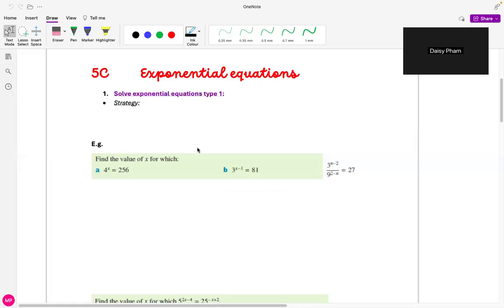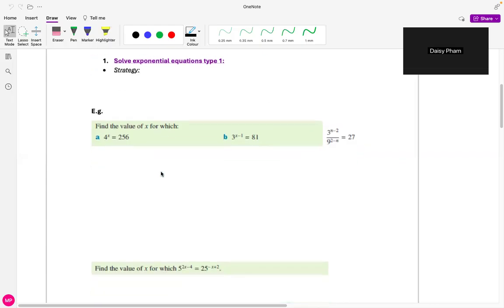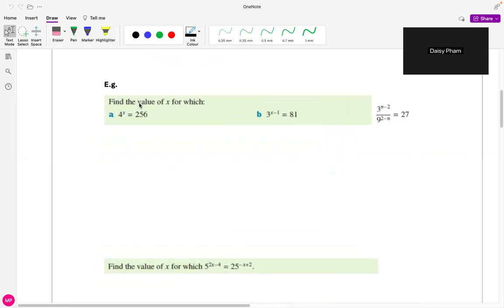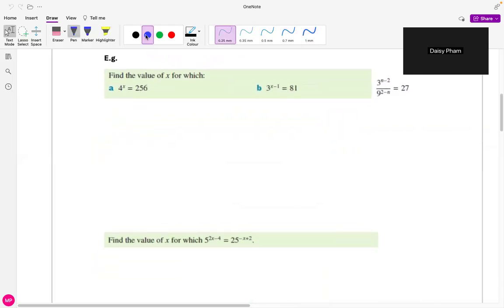Hi, in this video, we're going to talk about how to solve exponential equations. Now, let's get started. Before we talk about general strategy, we're going to look at a few examples and how to think about each question. Basically, if you can see an equation where you can make them the same base, so you can see 4 and 256.